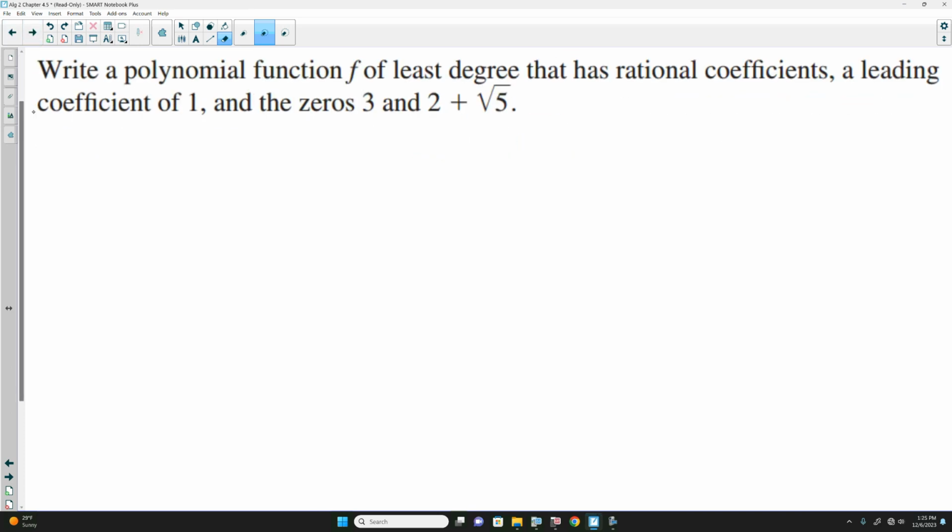Now, what we're doing to finish this up is finding the polynomial function given the zeros.